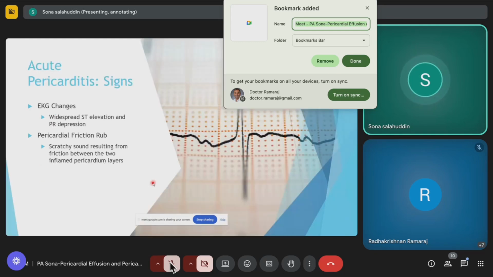And some signs of acute pericarditis. So you'll see EKG changes such as widespread ST elevation and PR depression. And then with your stethoscope, you might hear friction rub, which is a scratchy sound that's resulting from the friction between the two inflamed layers.